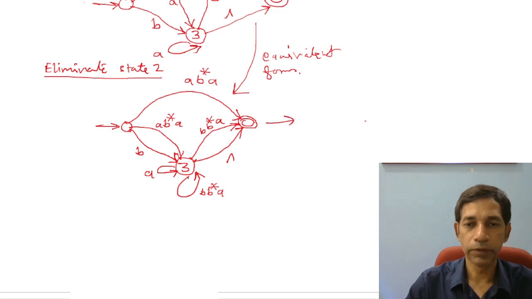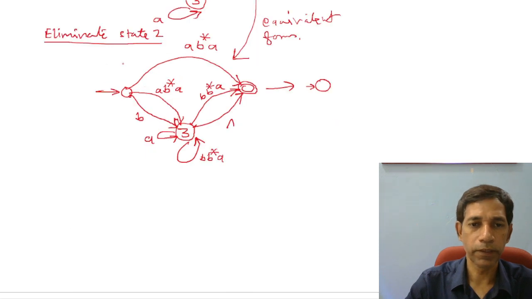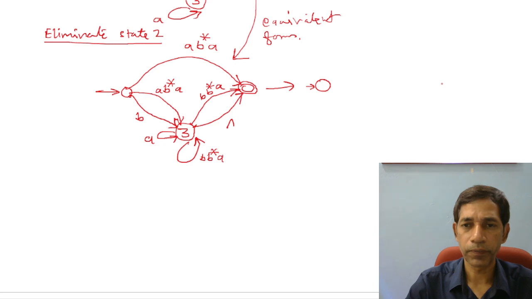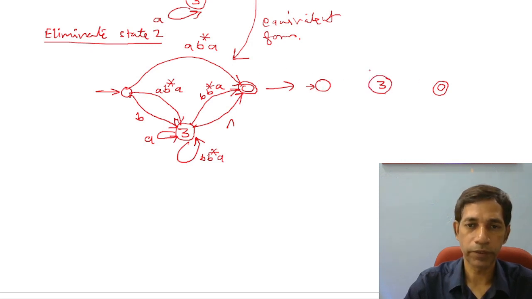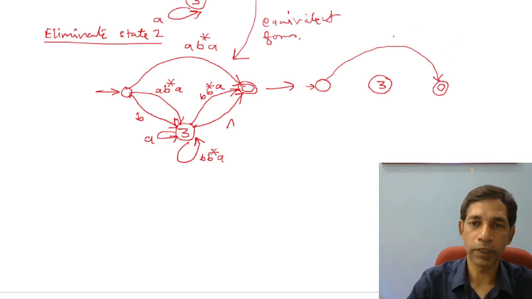From here you can say that this is the initial state and we have the final state here. This is the final state and we have state 3. So state 3 is this, and from the initial state to the final state we have the edge. So you can say this, and the label of this edge is A B star A.